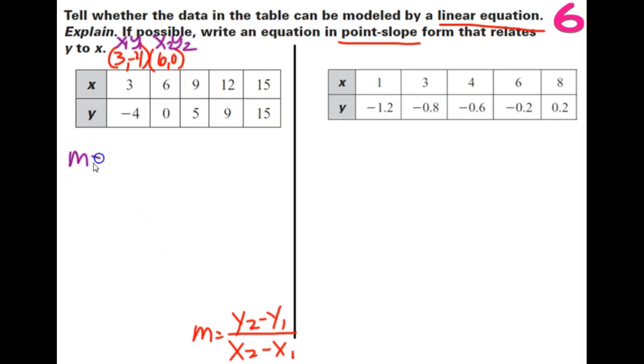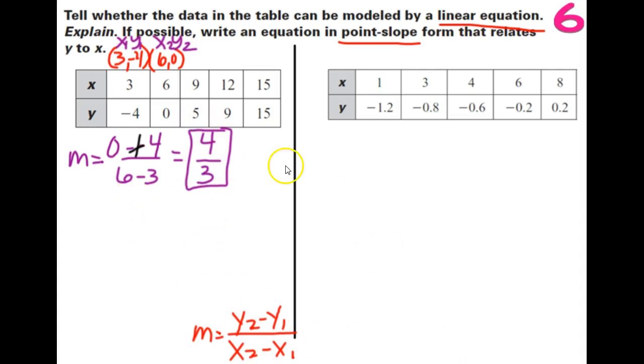So our first slope here is y2 minus y1, so 0 minus a negative 4, making a positive. And then on the bottom, x2 minus x1, 6 minus 3. Well, 0 plus 4 is 4, 6 minus 3 is 3. So slope we leave as a fraction, don't convert this to a decimal. It's 4/3. And then I'm going to pick my next two points. It doesn't matter which two you pick. I picked these two first.